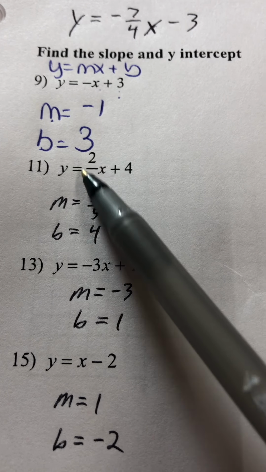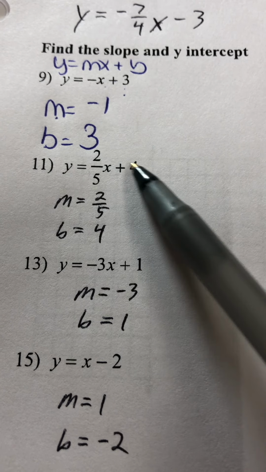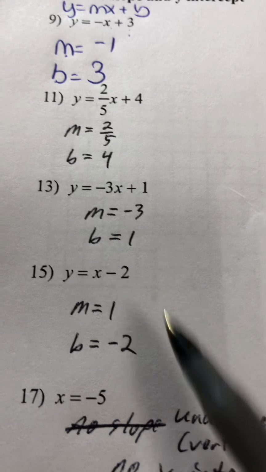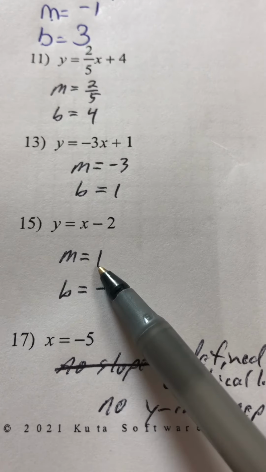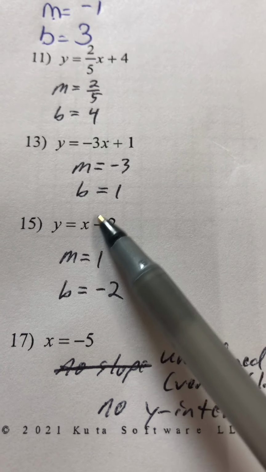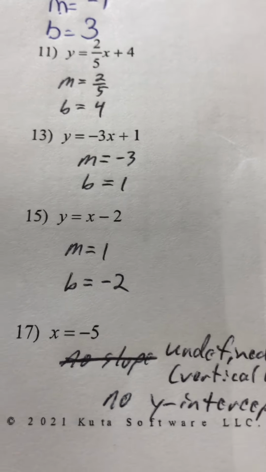This one, my m, or my slope, would be 2 over 5, and my b, y-intercept, is a positive 4. This one, my slope is negative 3, and my b, my y-intercept, is 1. Here my slope is, I have 1x here, so I just have 1. And then my y-intercept is negative 2, minus 2, negative 2.